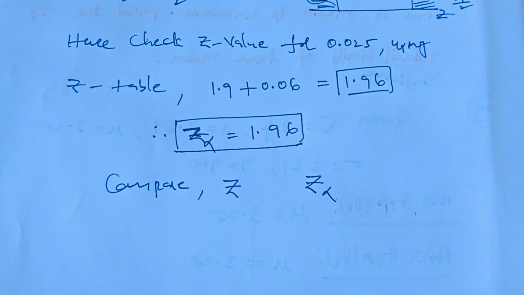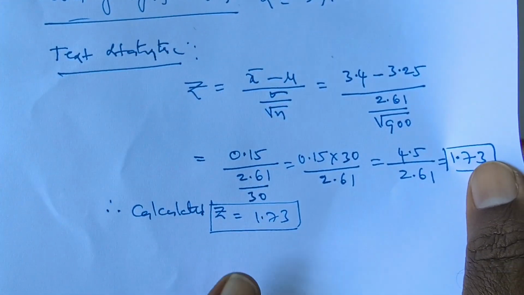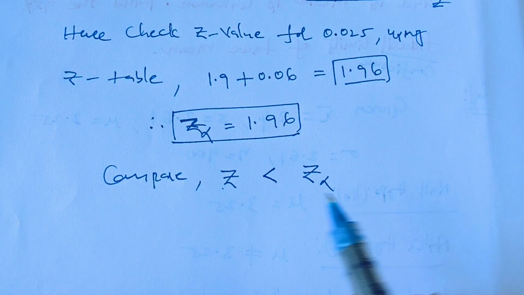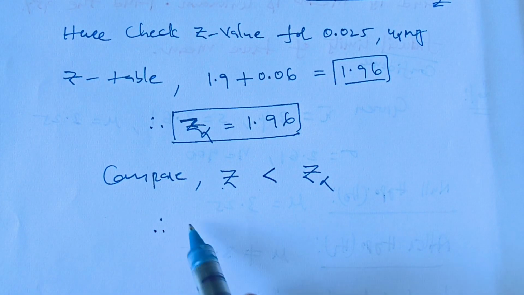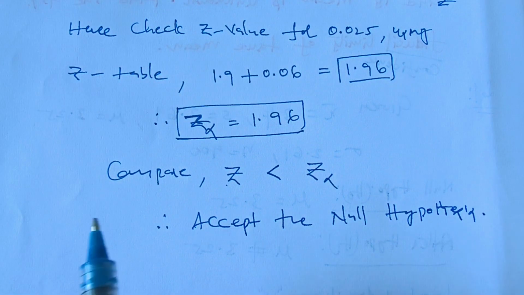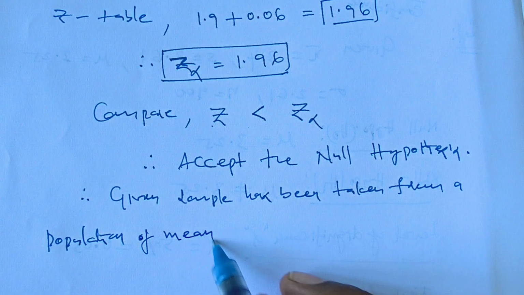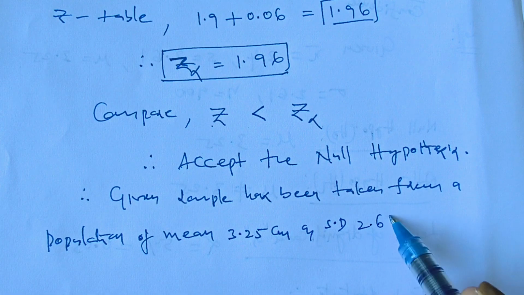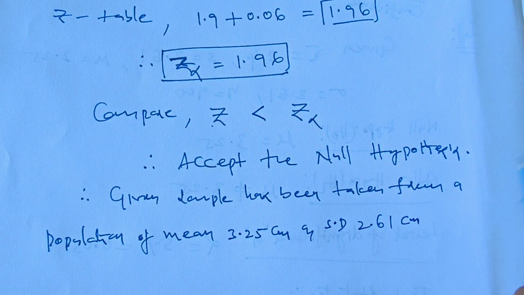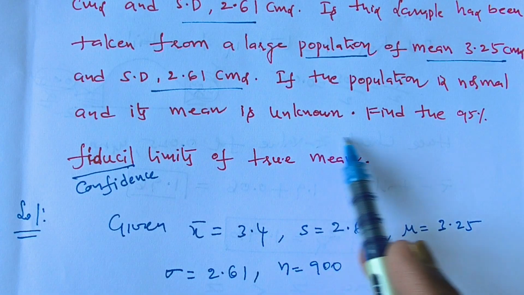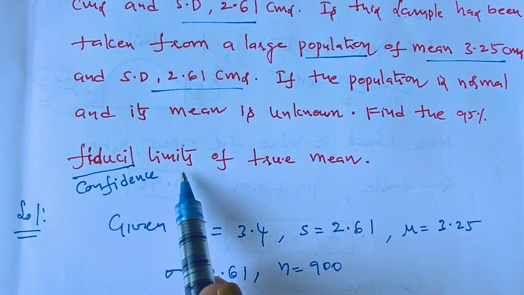Now compare z value and z alpha value here. Z value is 1.73 here, z alpha value is 1.96. Obviously z is less than z alpha. If calculated value is less than tabulated value, obviously we accept the null hypothesis. What do we accept here? The given sample has been taken from population of mean 3.25 centimeters and standard deviation 2.61 centimeters. That is the testing of hypothesis.